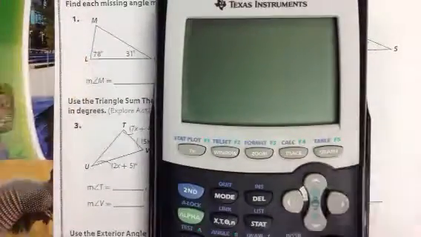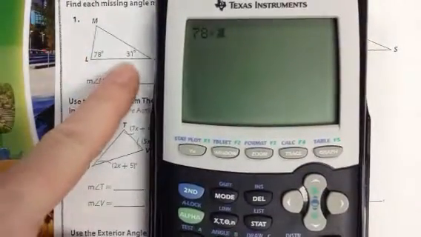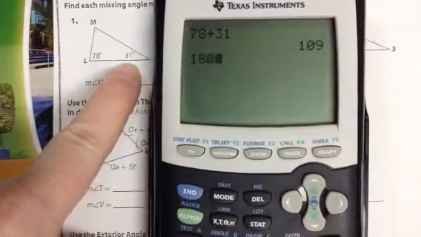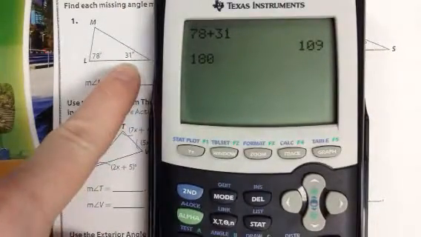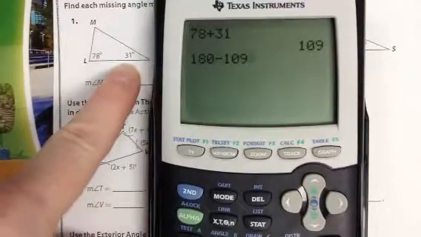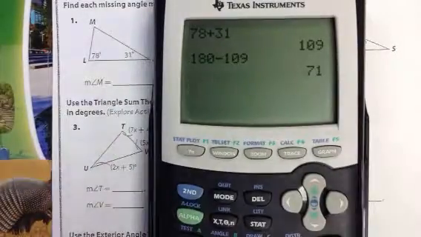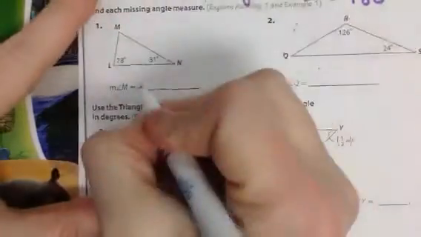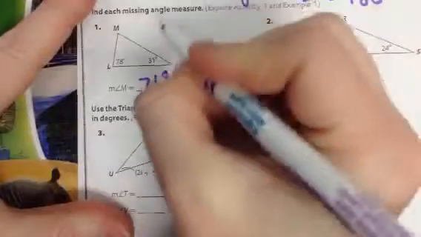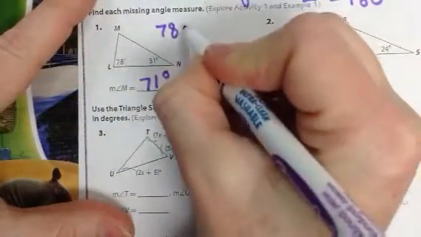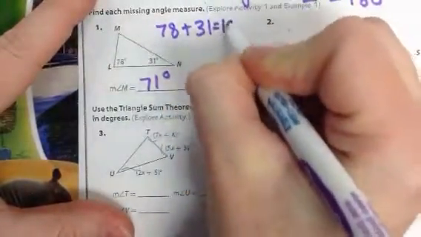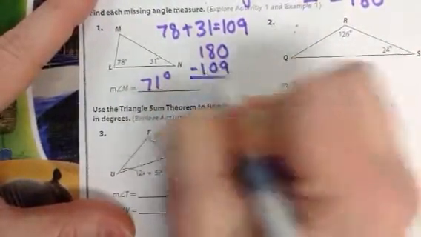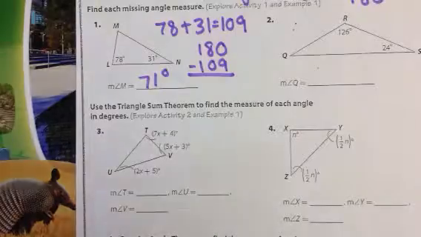Okay, so I already have 78 and 31. So I'm going to take the total that the triangle should be minus how much I can see right now, and that's going to show me a 71. Let me show my work on this one. 78 plus 31 was 109. And then I did 180 minus 109 to get 71.